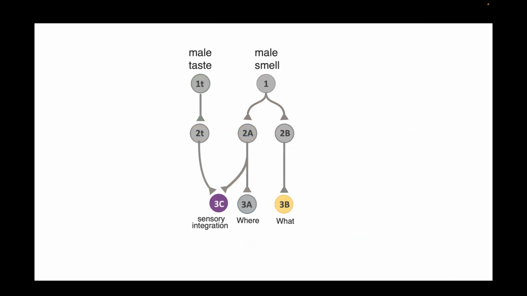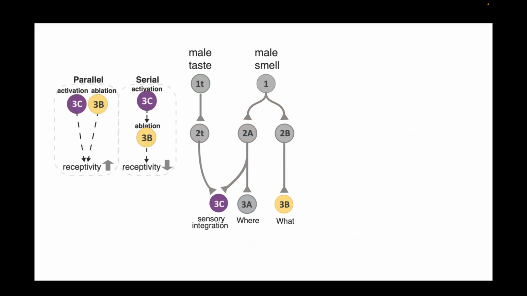And I wanted to know whether they are operating in parallel or whether they depend on each other. So for example, if both 3C neurons and 3B neurons are required independently, then activating either of them would increase female receptivity. But if downstream there is some serial structure, then if I activate 3C neurons while 3B neurons are ablated, I wouldn't be able to see an increase in receptivity.